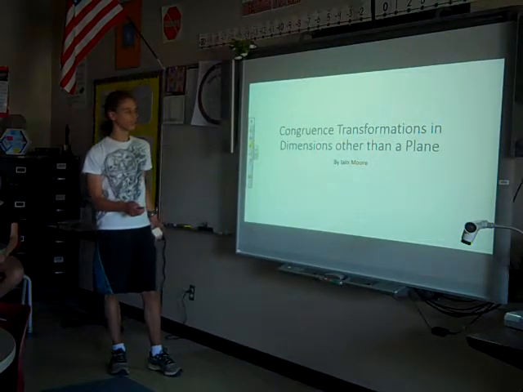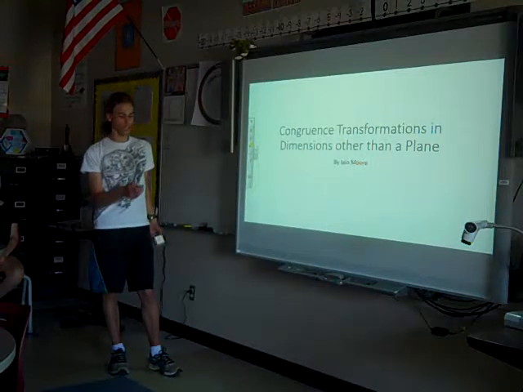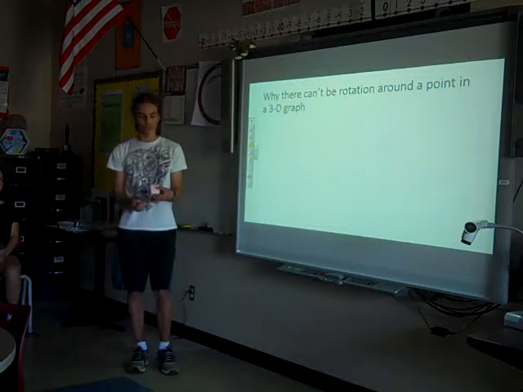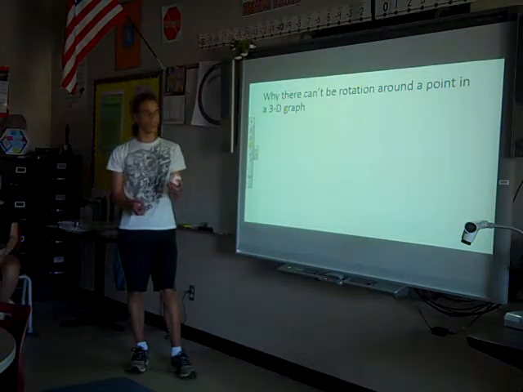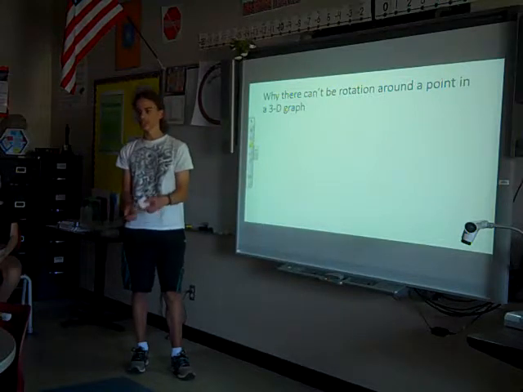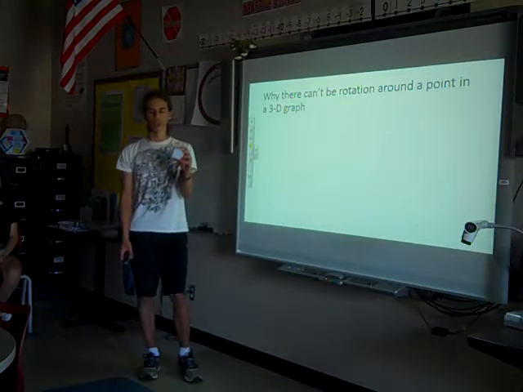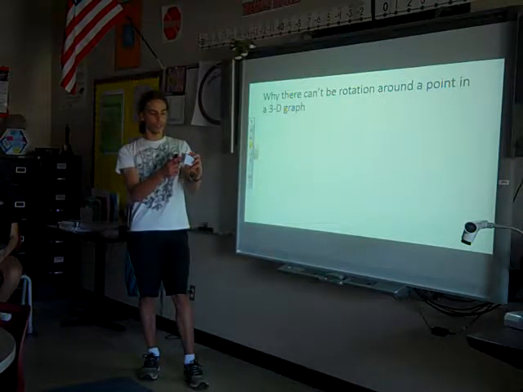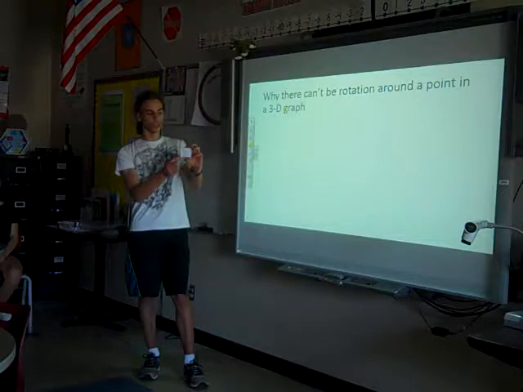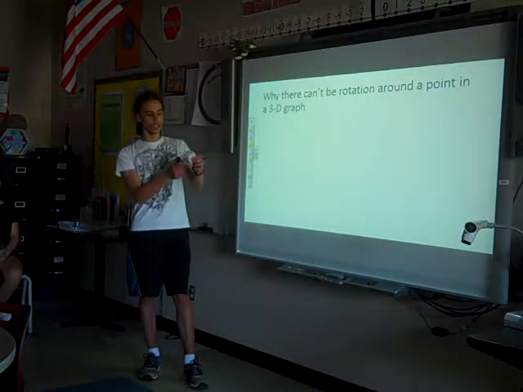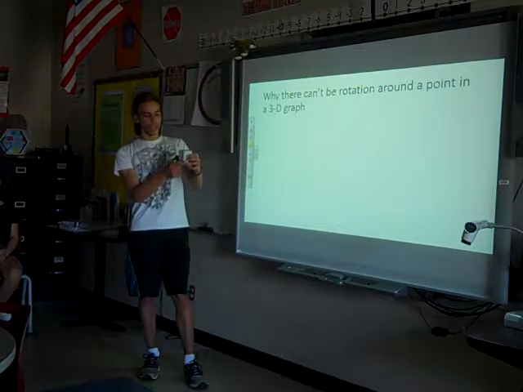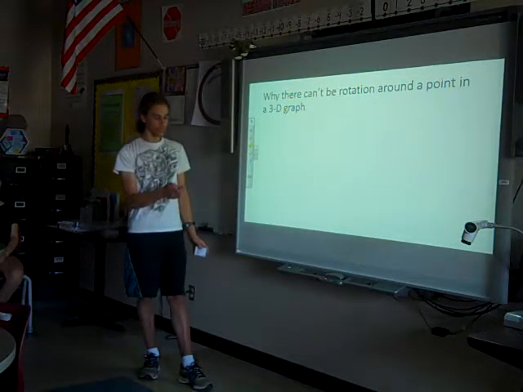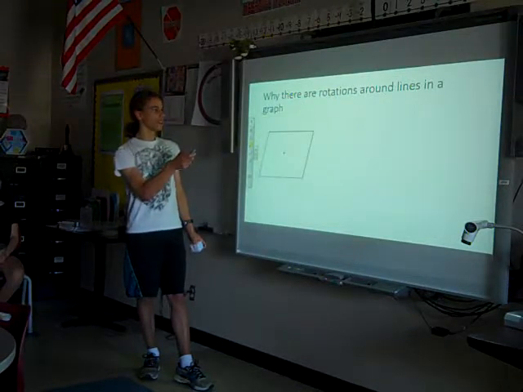My 20% project was doing congruence transformations in dimensions other than the plane. There can't be a rotation in a 3D given space because, for example, if I wanted to rotate around the center of this cube, starting at the white one, depending on where I hold it, I could end up with the green one, but if I was holding it like this, I could also end up with the red one, or I could also just end up with the white face in front again. So there's not much really defining it.